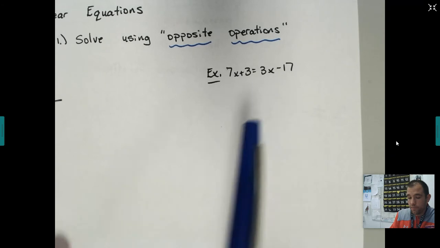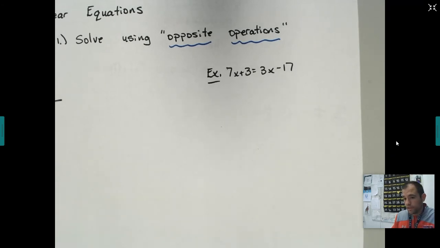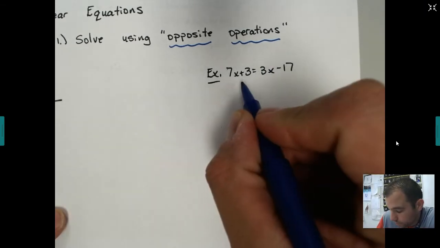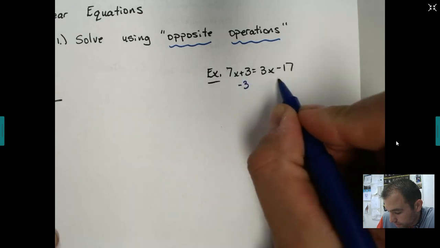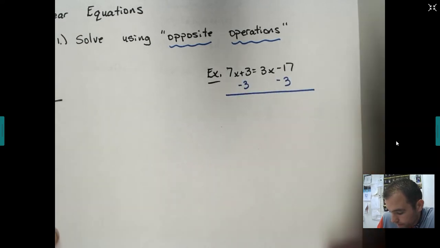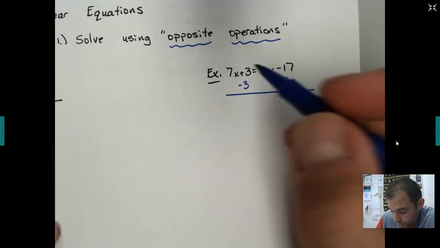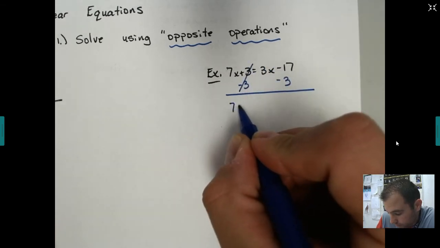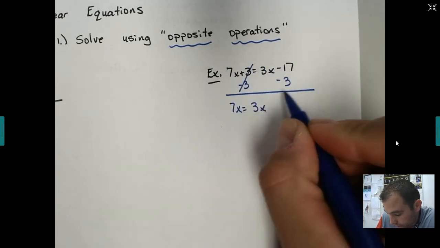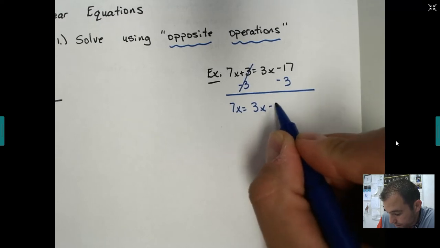The second question, a little bit harder. Now there's x's on both sides. So our goal is to get all the x's to one side and all the numbers to one side. There's a few ways you could start this problem. I am going to start by subtracting 3. You didn't have to do that first. That's just what I chose to do. So the 3's will cancel. 7x equals 3x. Negative 17 minus 3 is negative 20.